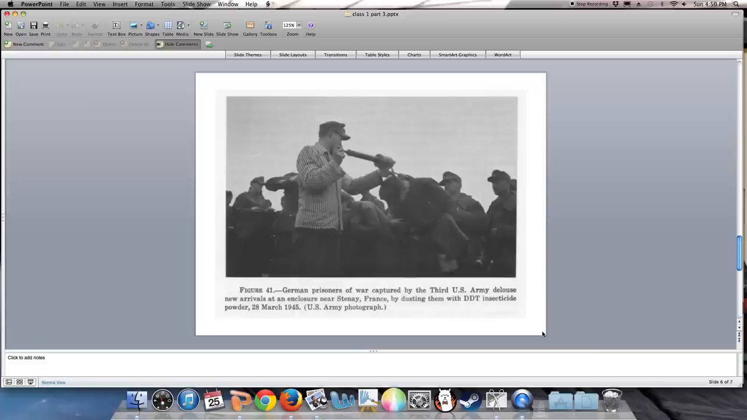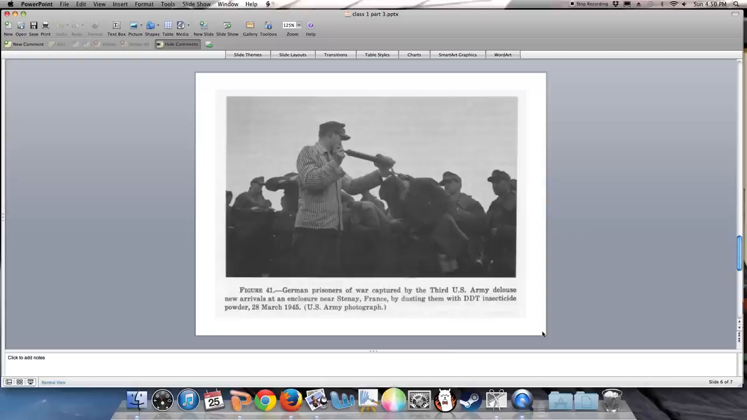But once it was in the civilian market, DDT was widely used, sprayed throughout the country. Thousands of tons of it were deployed every summer to keep mosquitoes under control.